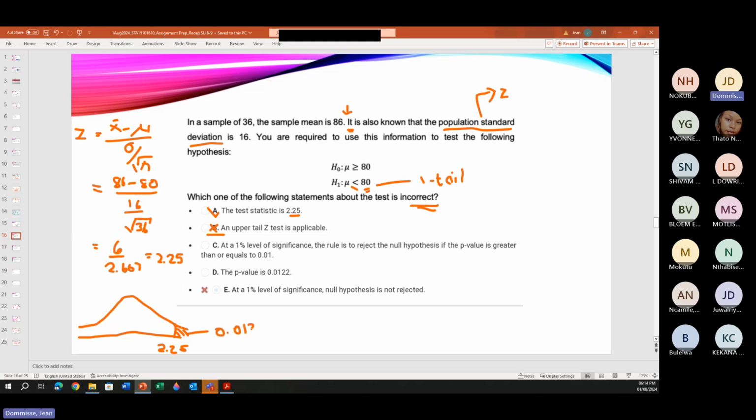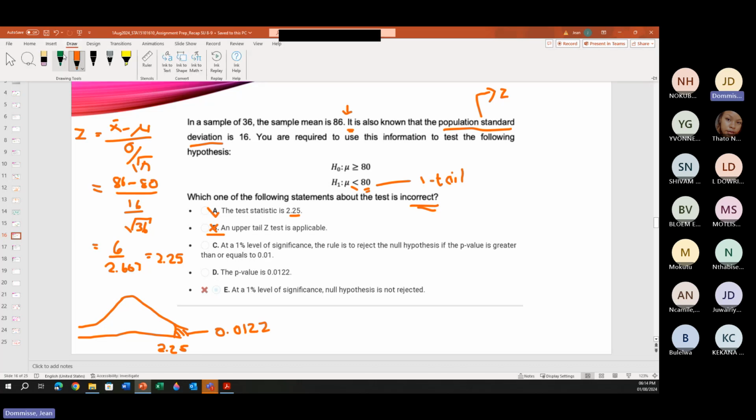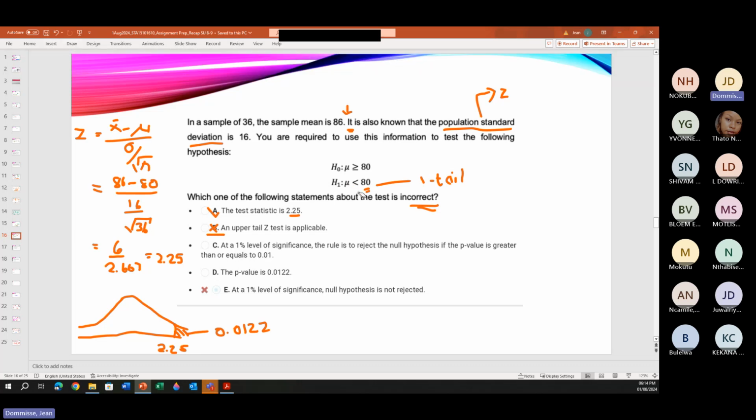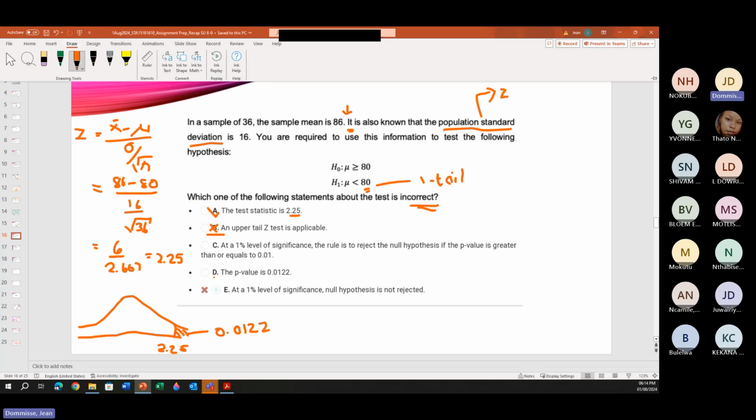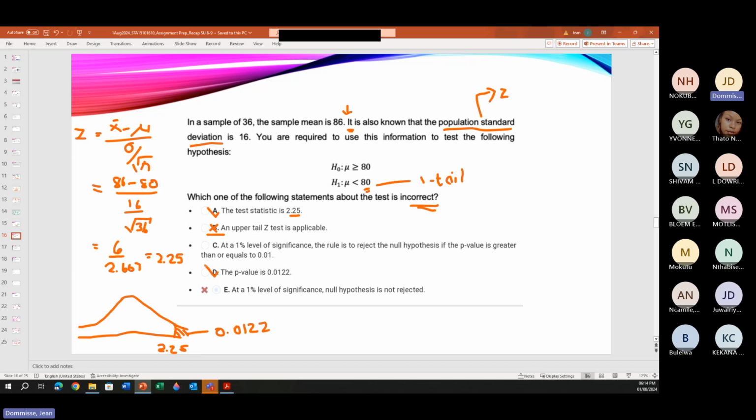Which is also correct. So if it was not equal, then it would have been a two-tail, and then we needed to add another piece of that. But because it is only going one directional, it is one tail. Okay, so D is also correct. So let's look at what they tell us in the other options, because that is now looking at if we're going to reject or not.